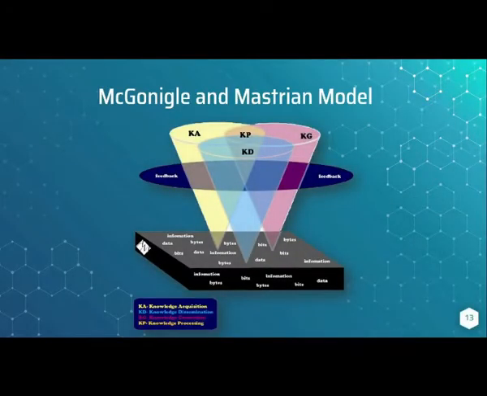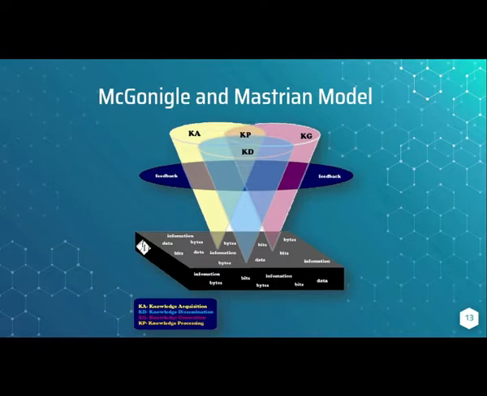McGonigle and Mastrian Model. McGonigle and Mastrian developed the foundation of knowledge model. The base of this model shows data and information distributed randomly. From this base, transparent cones grow upward and intersect. The upward cones represent acquisition, generation, and dissemination of knowledge.